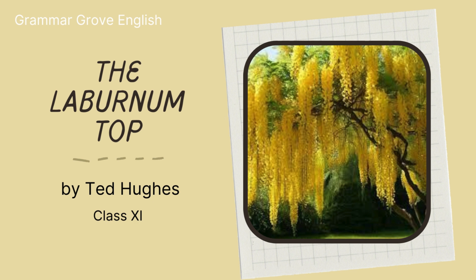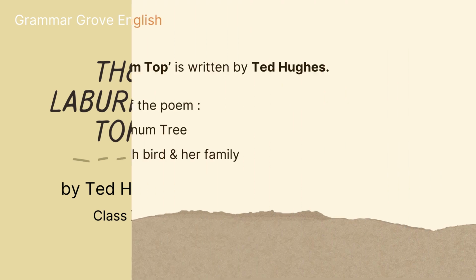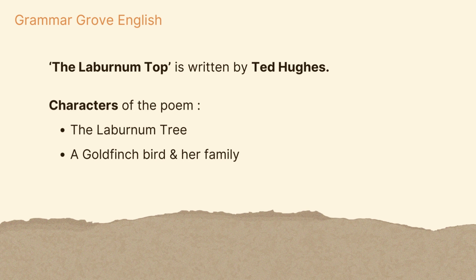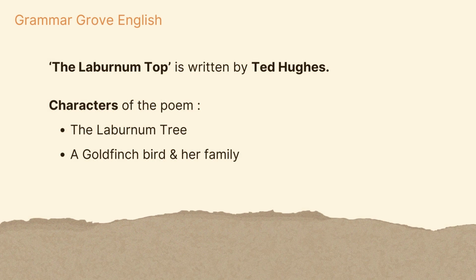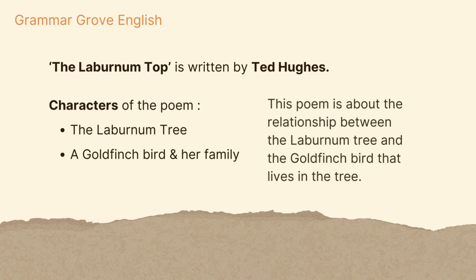Today, we will be discussing the poem The Laburnum Top that is in your CBSE Class 11 syllabus. This poem, The Laburnum Top, is written by Ted Hughes. In this poem, we see a tree. It is called the laburnum tree. In Hindi, the laburnum tree is known as the amalthus tree. In this laburnum tree, we will see a family of birds. This poem is about the relationship between the laburnum tree and a goldfinch bird that lives in the tree. Let's take a look at the poem first so that we can understand what it is trying to say.